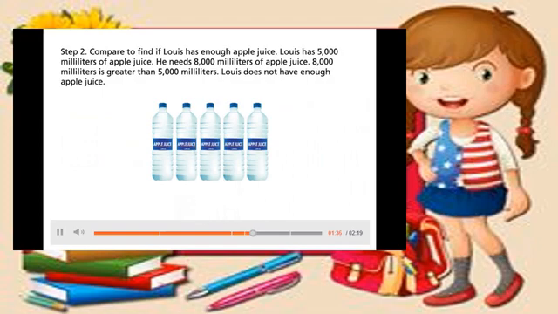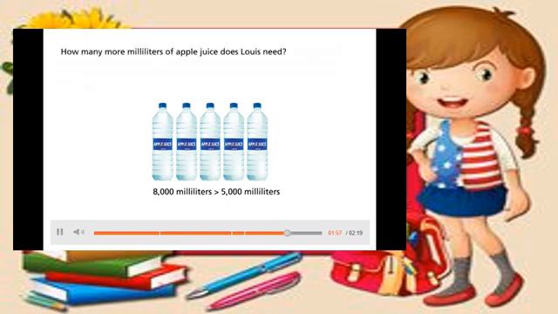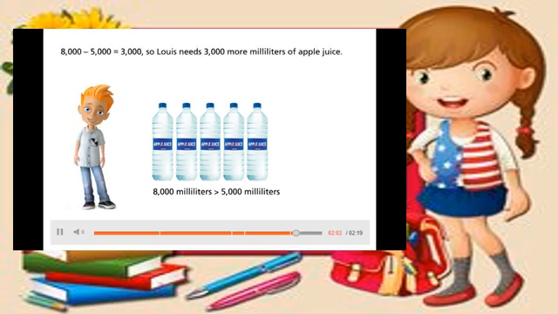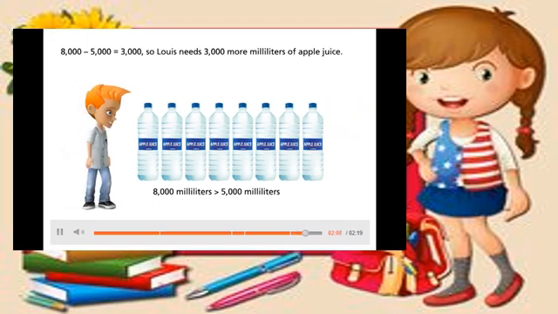Step 2. Compare to find if Louis has enough apple juice. Louis has 5,000 milliliters of apple juice. He needs 8,000 milliliters of apple juice. 8,000 milliliters is greater than 5,000 milliliters. Louis does not have enough apple juice. How many more milliliters of apple juice does Louis need? 8,000 minus 5,000 equals 3,000. So Louis needs 3,000 more milliliters of apple juice.